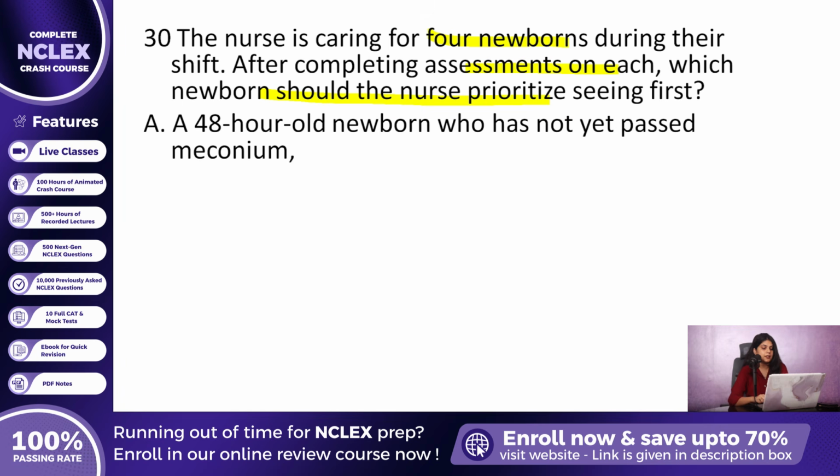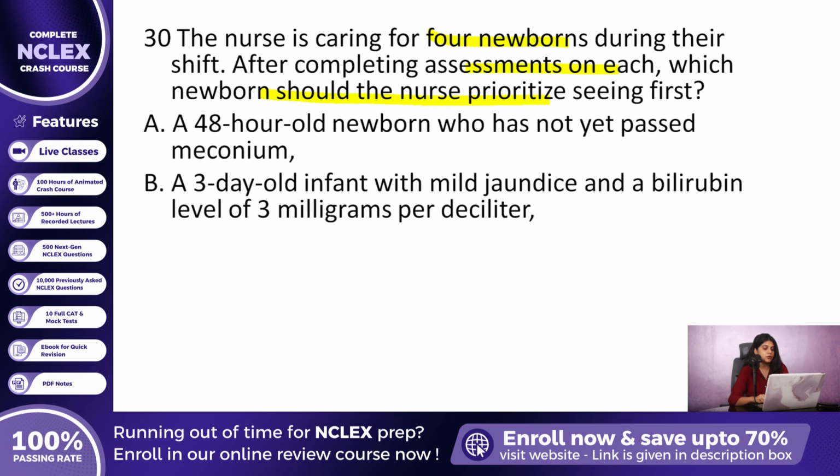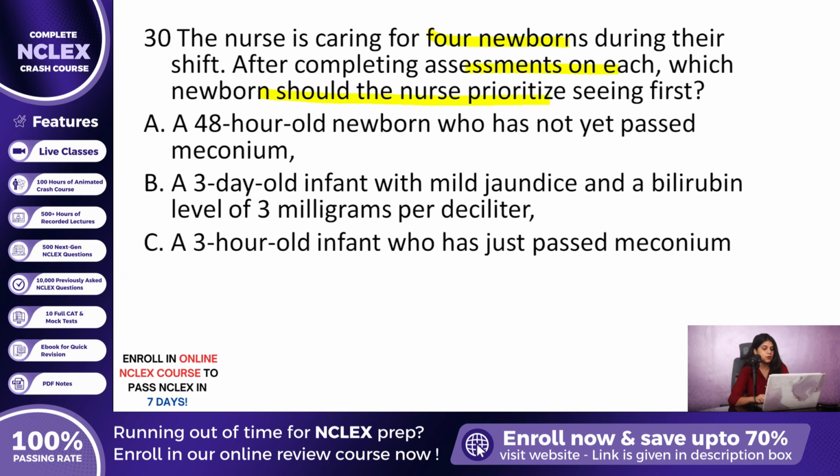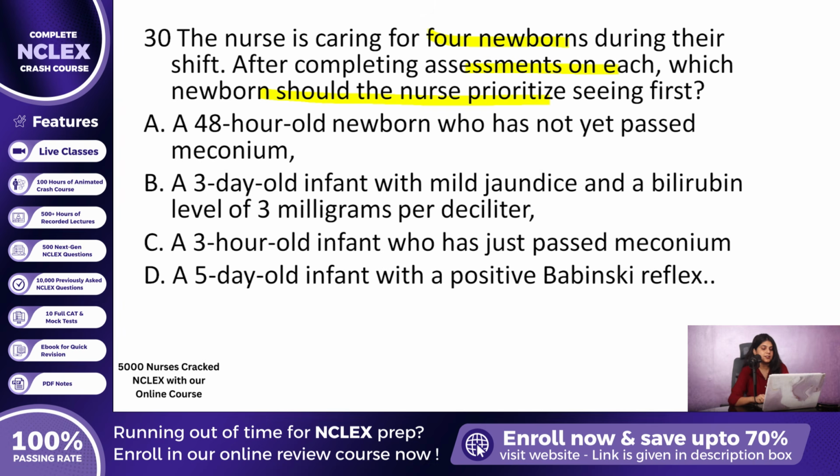The options are A. A 48-hour-old newborn who has not yet passed meconium. B. A 3-day-old infant with mild jaundice and a bilirubin level of 3 milligrams per deciliter. C. A 3-hour-old infant who has just passed meconium. Or D. A 5-day-old infant with a positive Babinski reflex. The correct answer is option A. A 48-hour-old newborn who has not yet passed meconium.